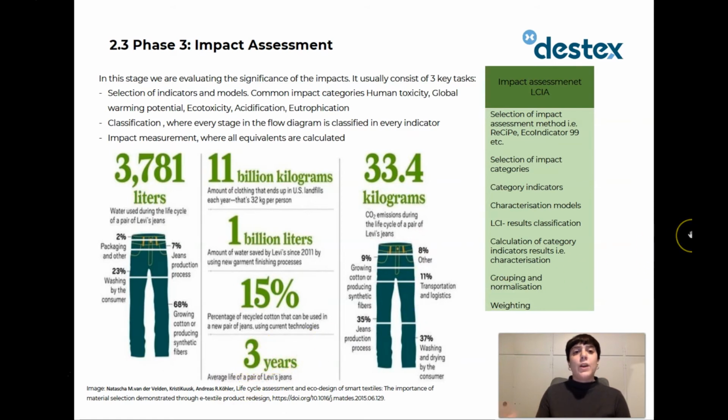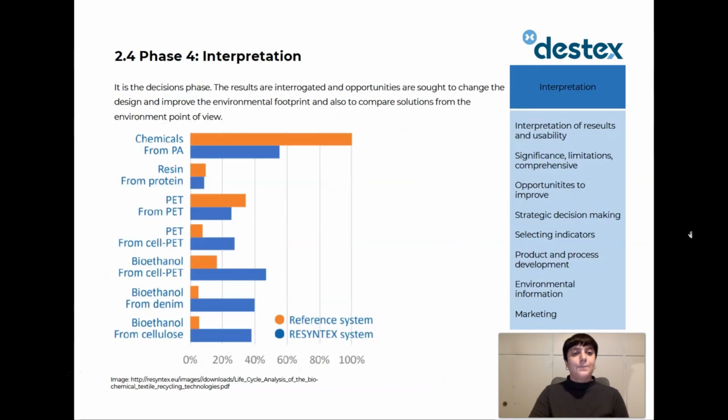In this stage, we are evaluating the significance of the impacts. Common impact categories like human toxicity, global warming potential, ecotoxicity or acidification are factors that require the indicators that we want to use for the life cycle assessment. Classification, where every stage in the flow diagram is classified in every indicator. And finally, we have the impact measurement, where all equivalents are calculated.